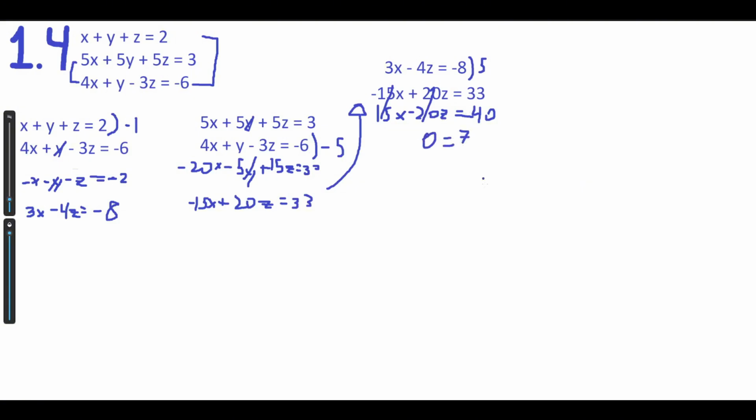70. It's supposed to be a negative 40. So then we get a negative 7. And 0 does not equal negative 7. So this has no solution.